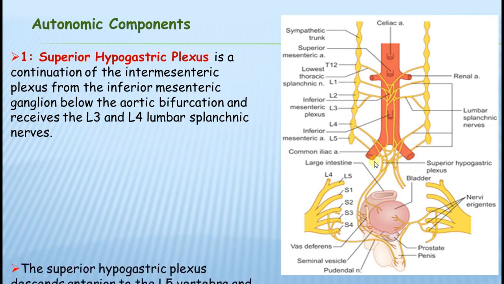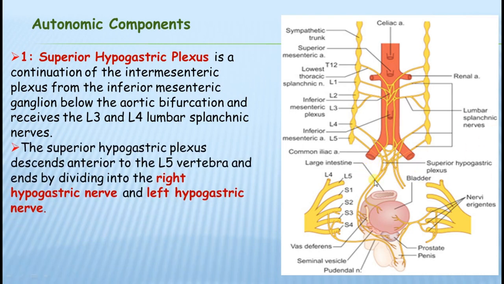From this plexus, mainly what happens is it descends anteriorly and divides into the right and left hypogastric nerves. So from the superior hypogastric plexus, it gives two nerves, which are the right and left hypogastric nerves. They are going to form the inferior hypogastric plexus after joining the pelvic splanchnic nerves, that is S2, S3 and S4. So the superior hypogastric plexus consists of preganglionic and postganglionic sympathetic fibers.